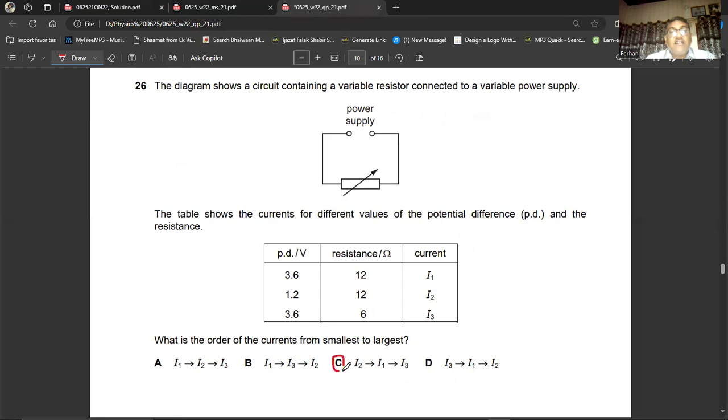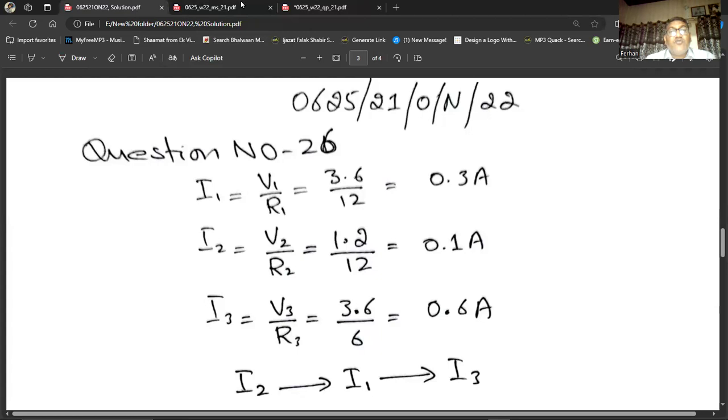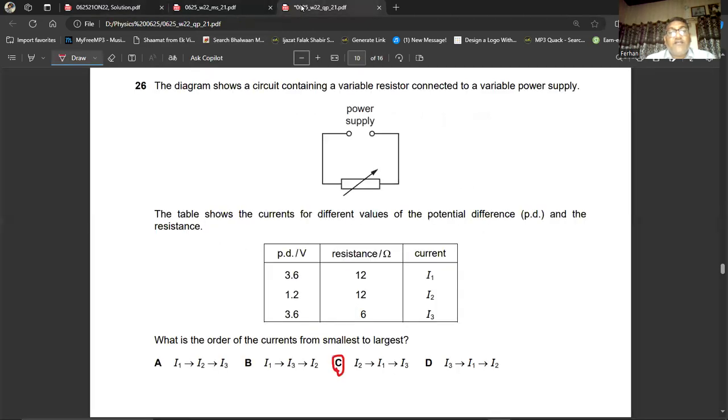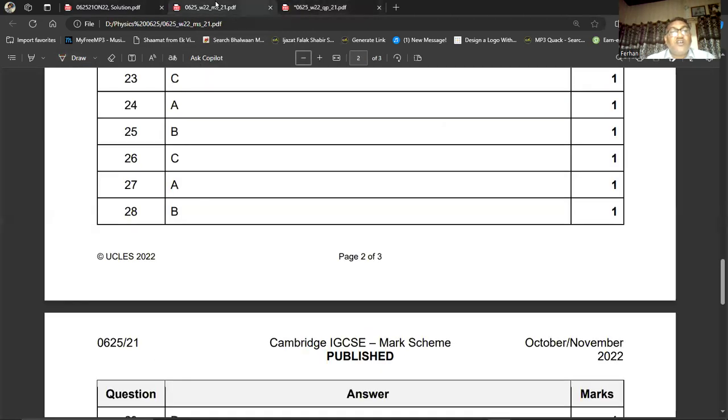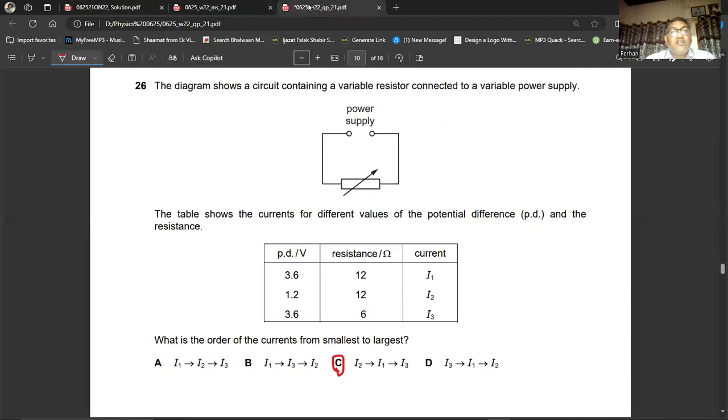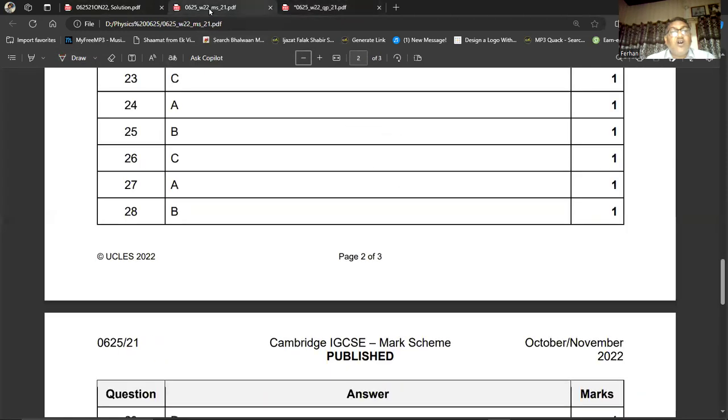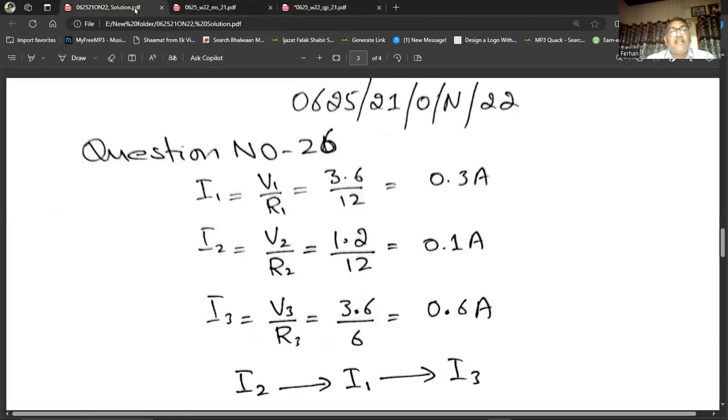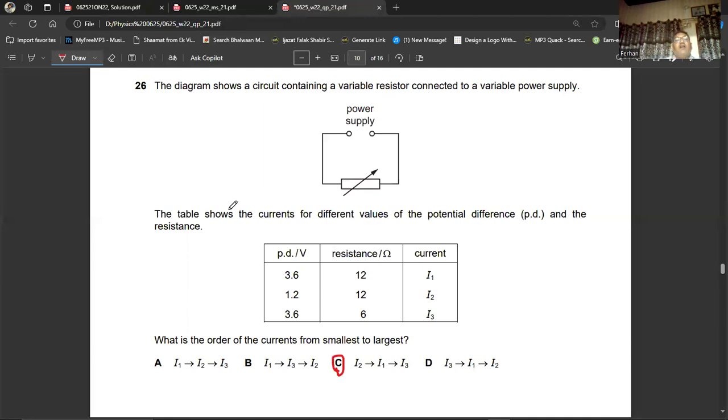I think C is the option. Let me check again. I2, I1, I3. So C is the right option, sir. Question number 26, C is the option. This is how we have found it. And the question was, what is the order of the currents from the smallest to the largest? So I2, I1, I3. C is the option, sir.